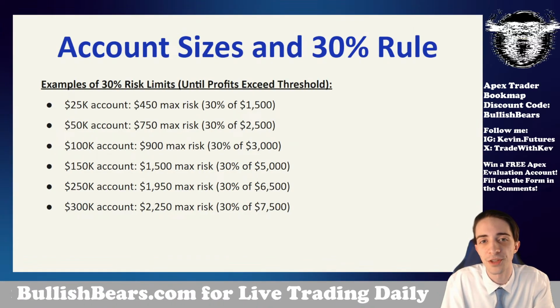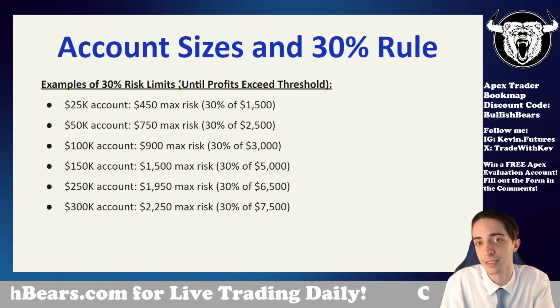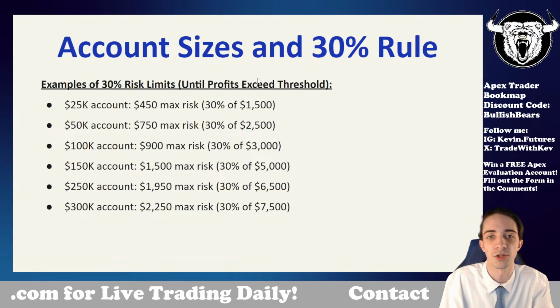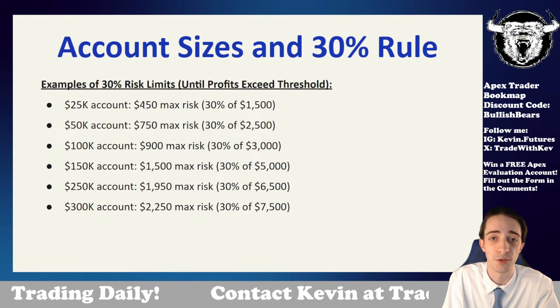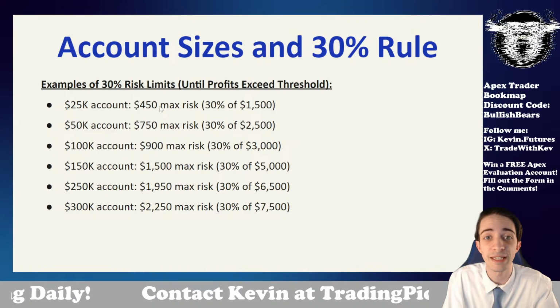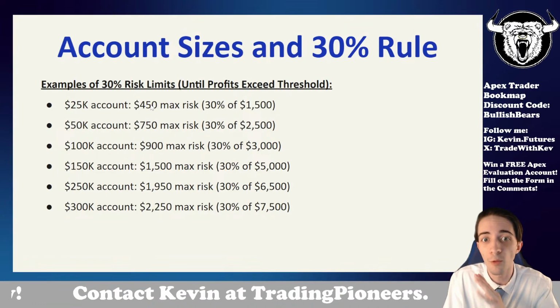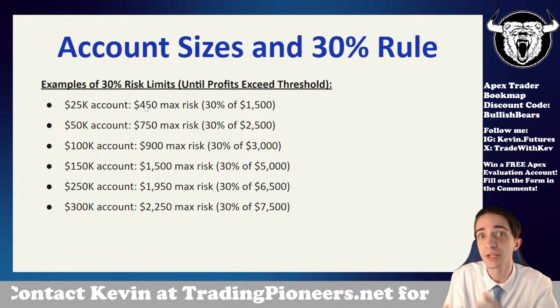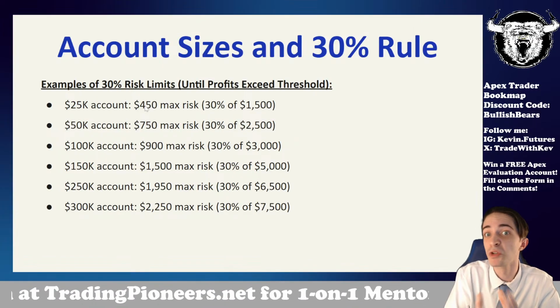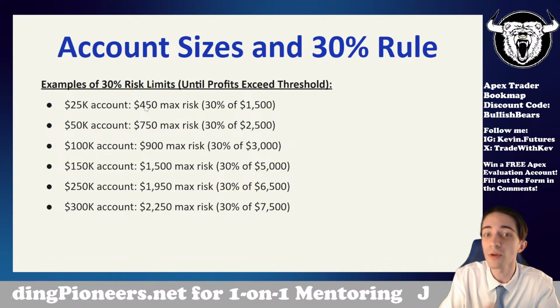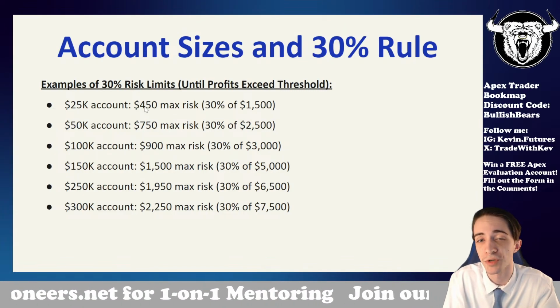So examples of 30% risk limits under profit exceeding threshold. 25k account, you're starting with $450 max risk. And again, 25k account, you do not want to risk $450. Your trail stop is 1,500, which tells me in not even 4 trades, you're going to blow this account if this is your actual risk.